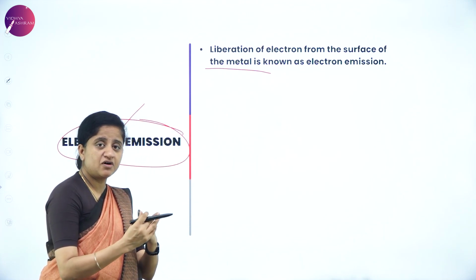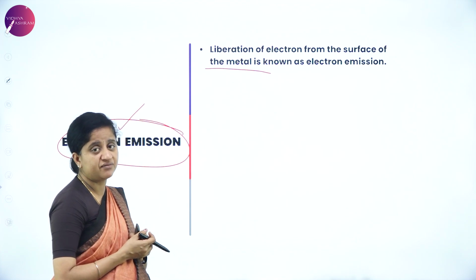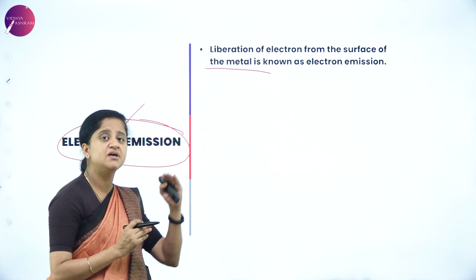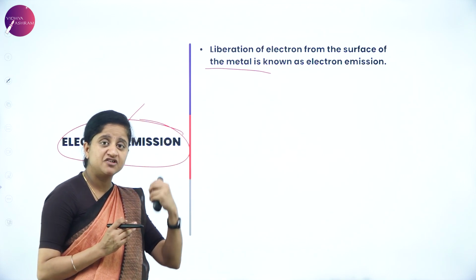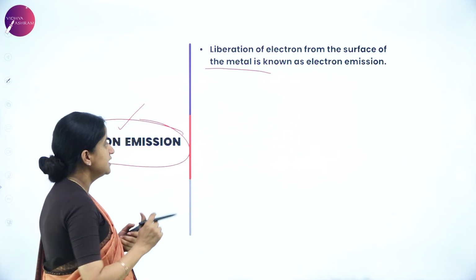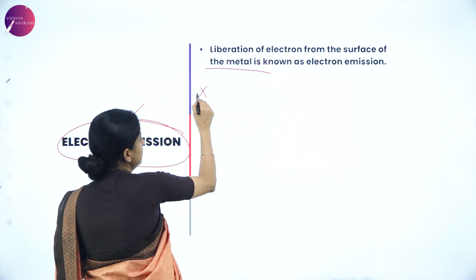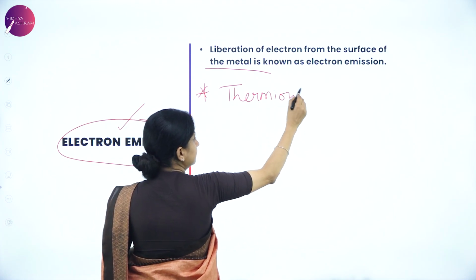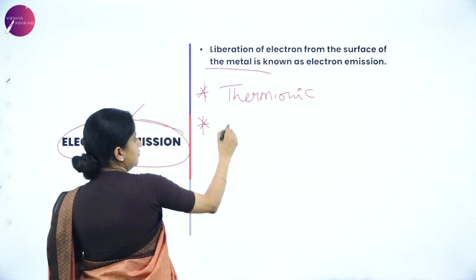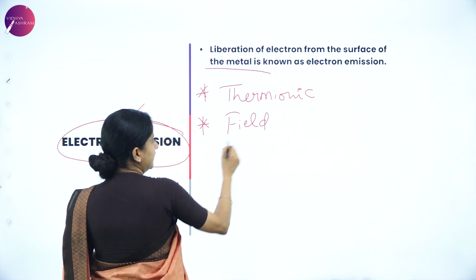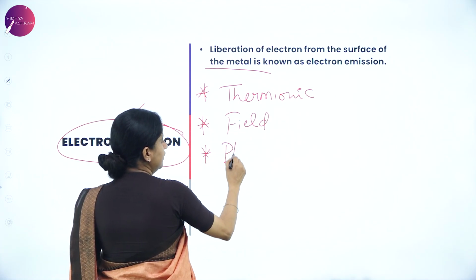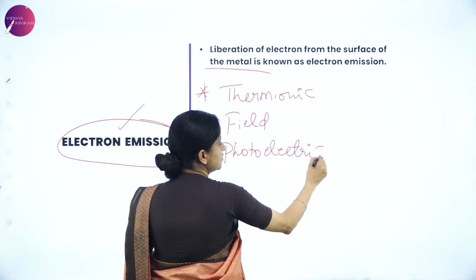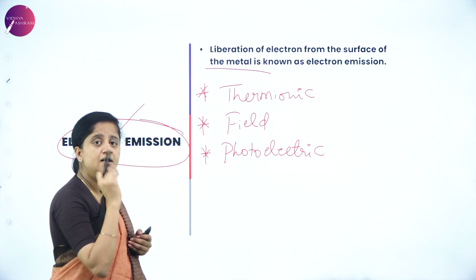Then what are those types of external energies that we can give, or what are the different types of electron emission based on the source that the electron can gain to come out of the metal surface? So there are three types of electron emission. The first one is thermionic emission. The second one is field emission, and the third one is photoelectric emission. So these are the three different types of electron emission based on the source.